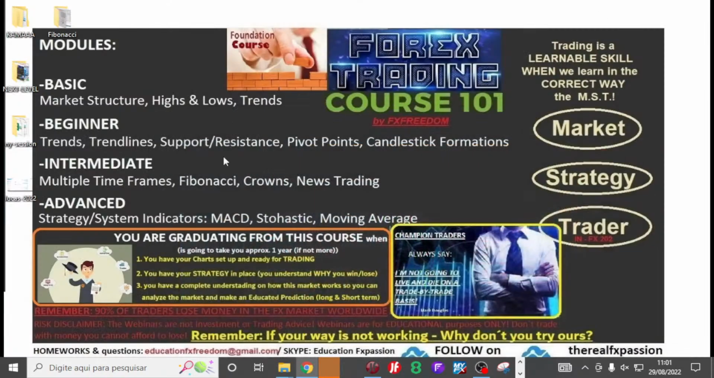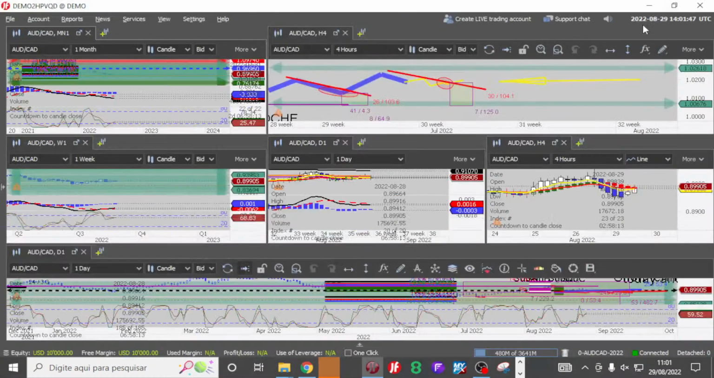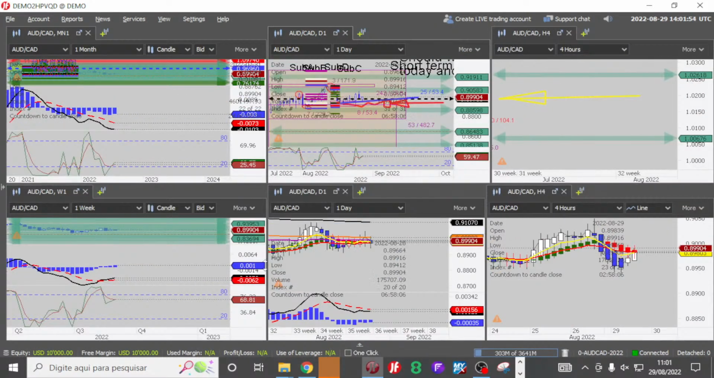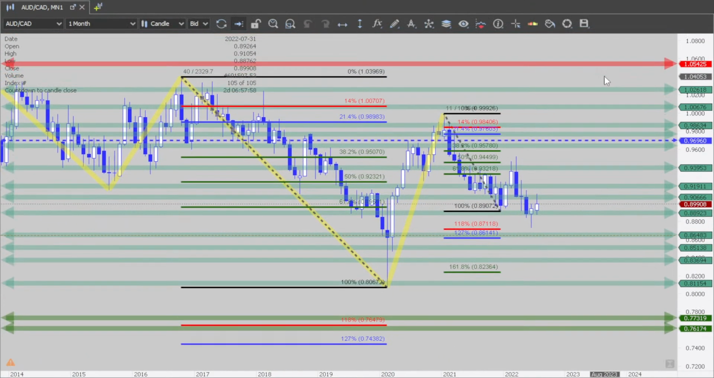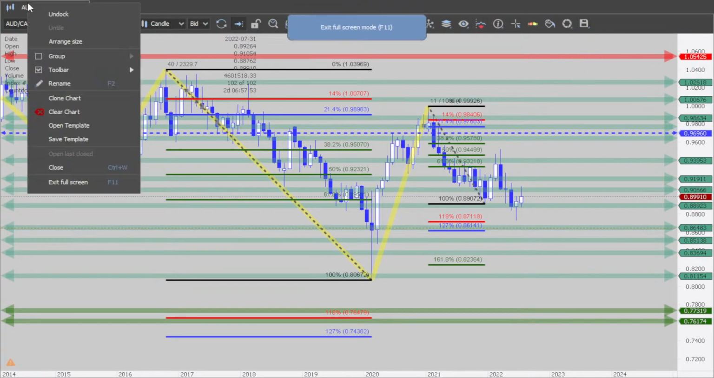And moving forward, you are going to graduate from this course when, number one, you are going to have your chart set up and ready for trading. So your charts should look like something like this. So far, everybody? Make sense? And this is the daily, right? Daily, maybe something like in here. Okay, forget about the indicators. We are not there yet. But talking about the Fibonaccis and support, resistance, pivot points, everybody, your chart should look like this, more or less.